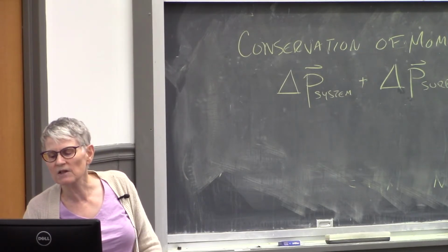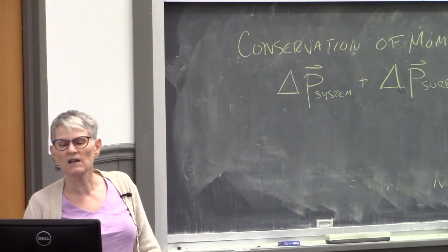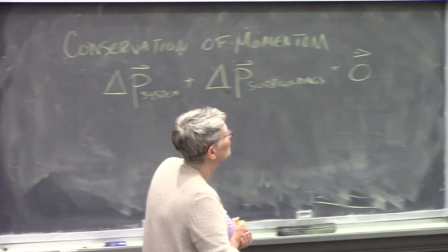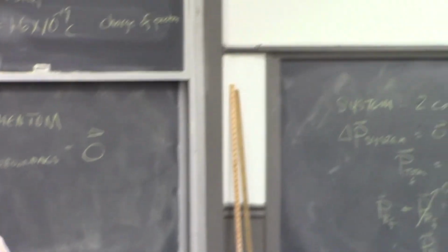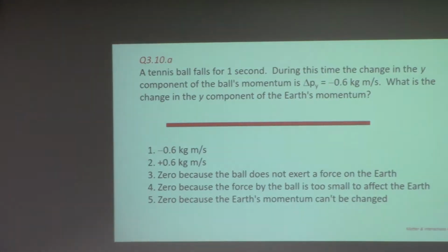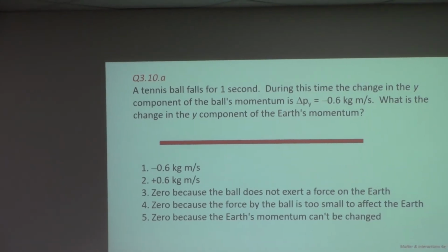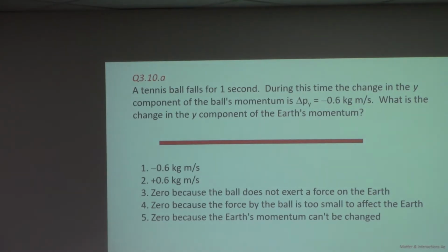So here, for example, is a tennis ball falling toward the Earth. And we can think of this two ways. We can think of the tennis ball as the system and the Earth as the surroundings. Or we can take the tennis ball plus the Earth as the system. But either way, if the change in the y component of the tennis ball's momentum is minus 0.6 kilogram meters per second, what's the change in the y component of the Earth's momentum?